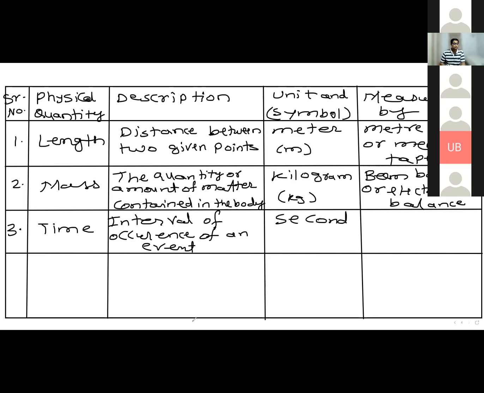See, don't use plurals. Never use plural in units. 1 second, 100 second. 1 kilogram, 100 kilogram. 1 meter, 100 meter. 1 joule, 100 joule. 1 newton, 1000 newton. No newtons, no joules. No kilograms, no seconds. Symbol is s, small s.